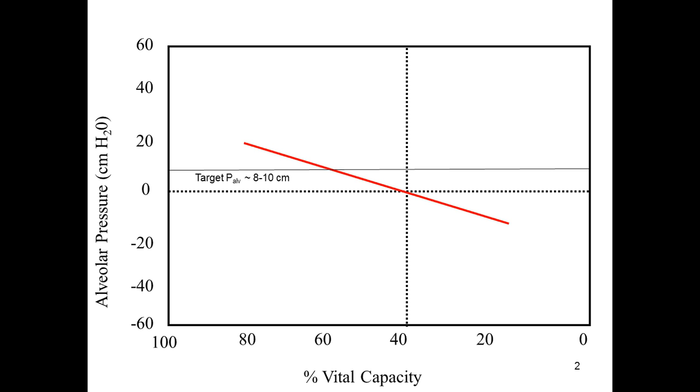Now let's think about what we're going to do if we actually have to generate a constant subglottal pressure target, or alveolar pressure target, during expiration. Let's say, for example, we start at 40% vital capacity and we draw air in to approximately 60% vital capacity.